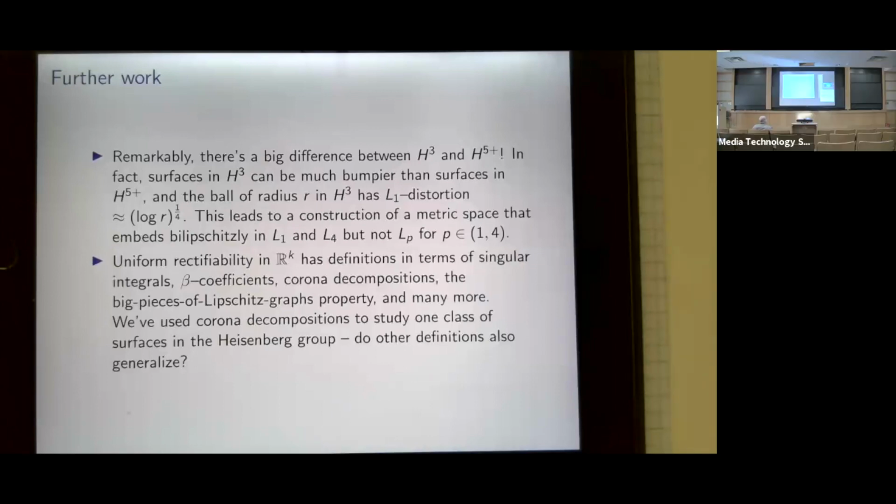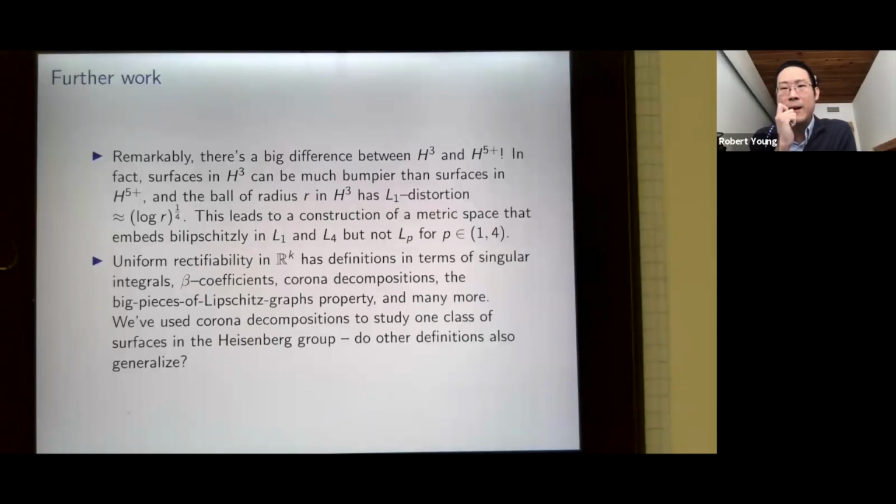I have a question. Does this imply that in H1 you don't have uniform rectifiability? Well, this is the project I'm working on at the moment, and we don't actually have a proof, but we're working on it.